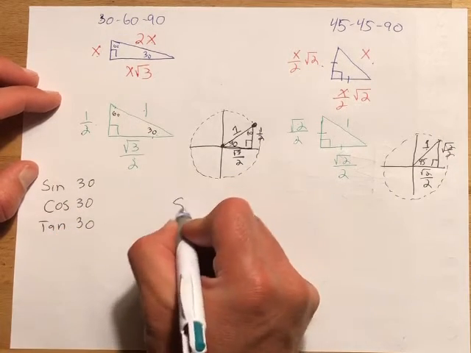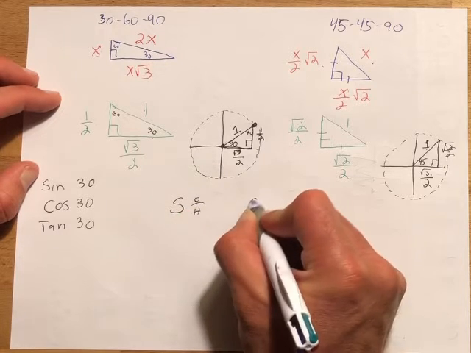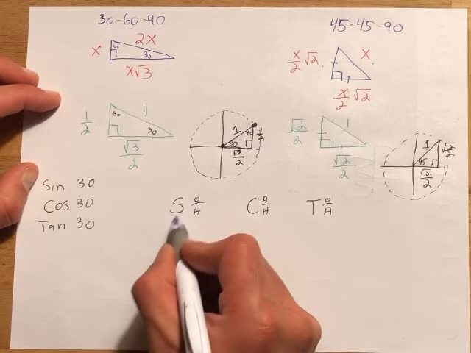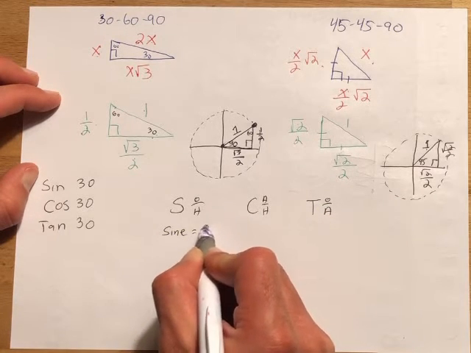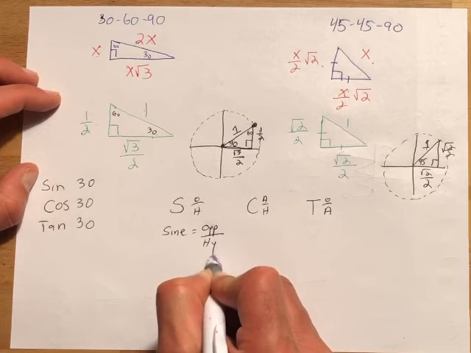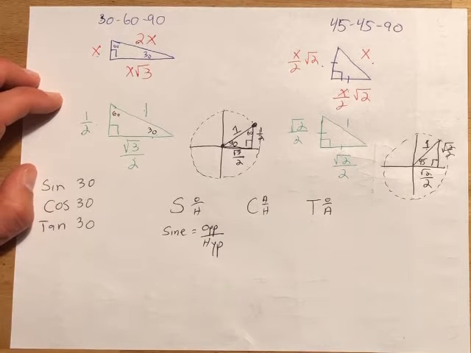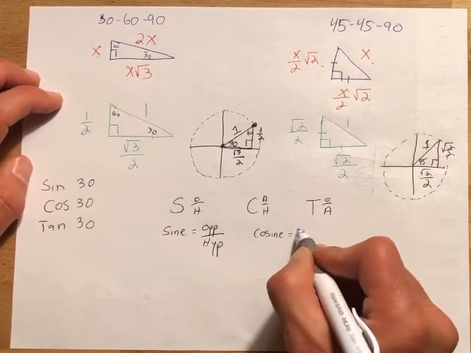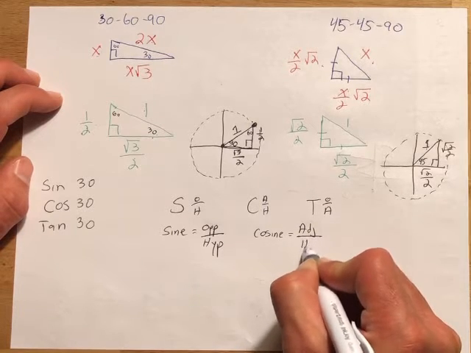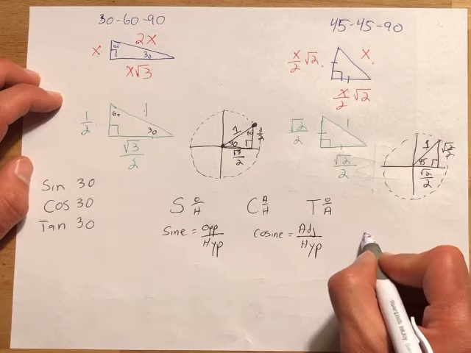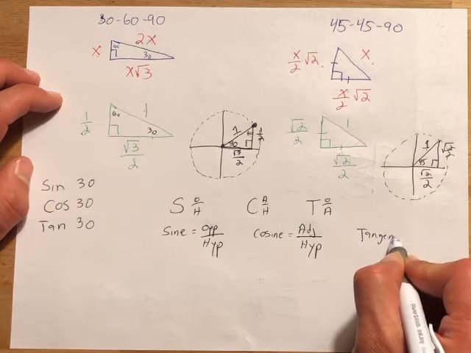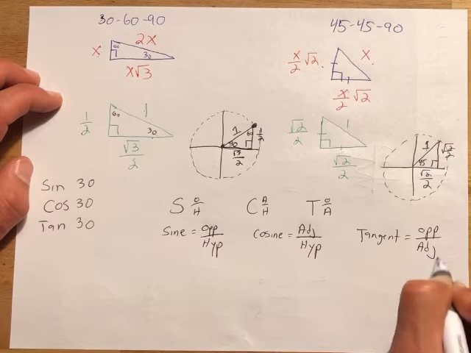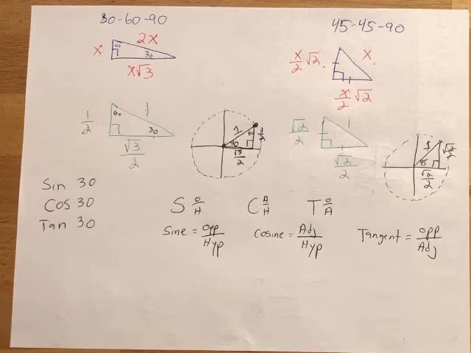Now remember, SOH-CAH-TOA, this is from last year. Sine equals opposite side over hypotenuse. Hopefully this is kind of coming back to you guys. Cosine equals adjacent over hypotenuse. And tangent equals opposite over adjacent.